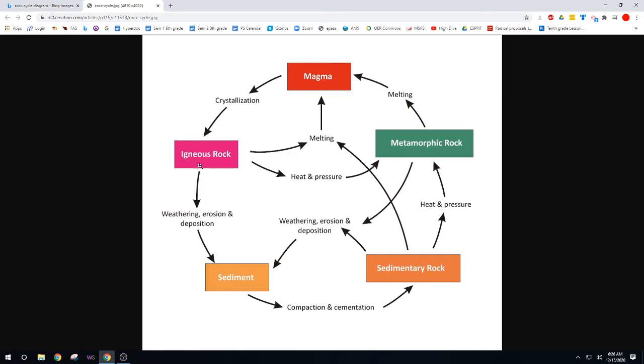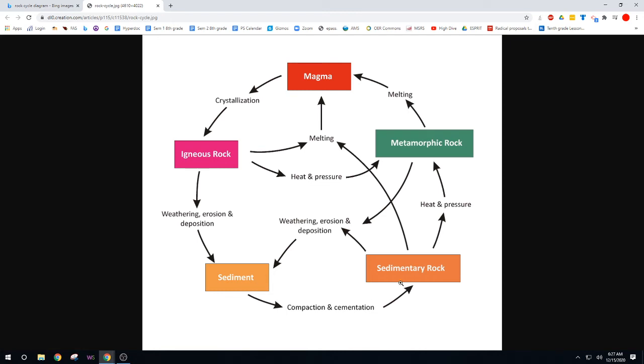Igneous rock can go under weathering, erosion, and deposition. Weathering is the breaking down of rock into smaller bits. Erosion is the moving of the small bits of rock. And the settling down of those small bits of rock is called deposition. Those small bits of rock are called sediment. So igneous rock can become weathered, moved and deposited, and that sediment then goes through compaction and cementation. Anytime you hear compaction and cementation, you should think, boom, sedimentary rock.